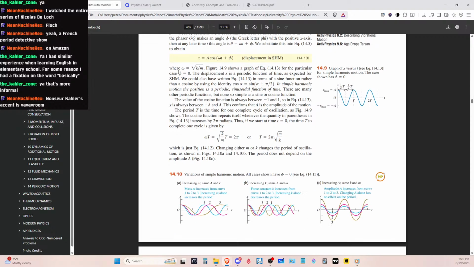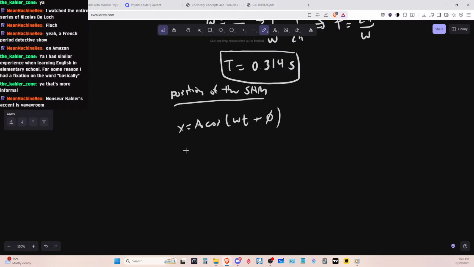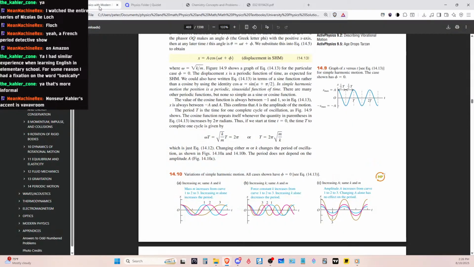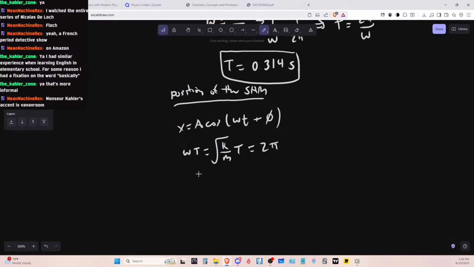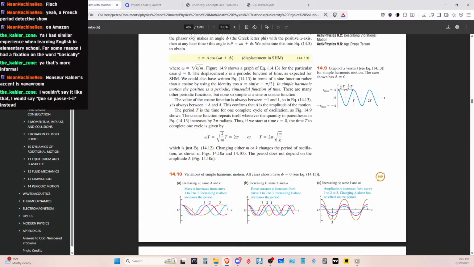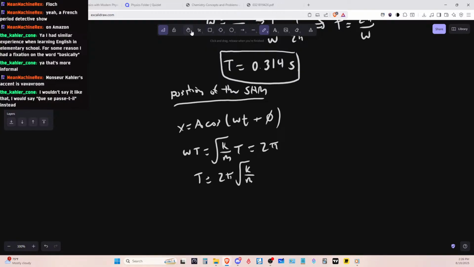So we probably should write this too, because that's actually a really interesting relationship. So we have T equals k over m, which is equal to T, and that itself is equal to 2 pi. And then we can have T equals 2 pi times that. Oh, it's reversed. So it's like that. Okay.